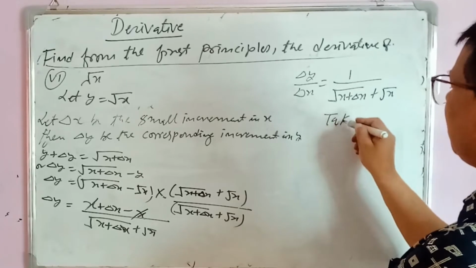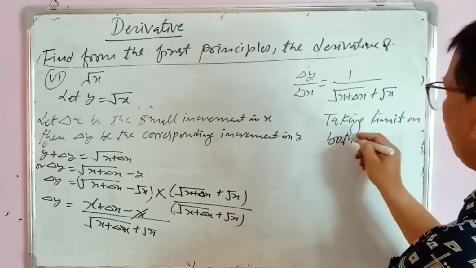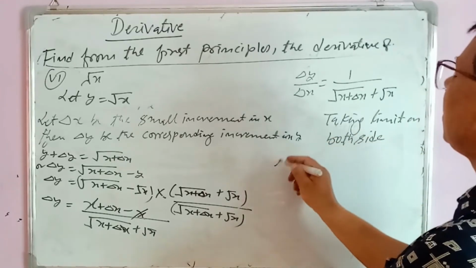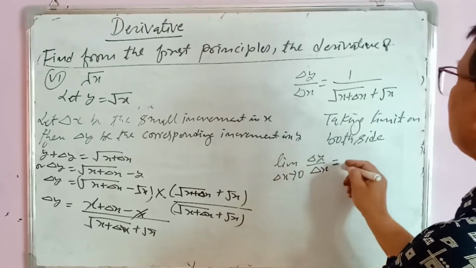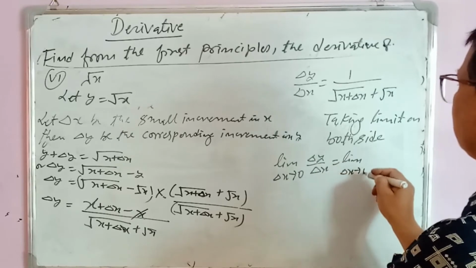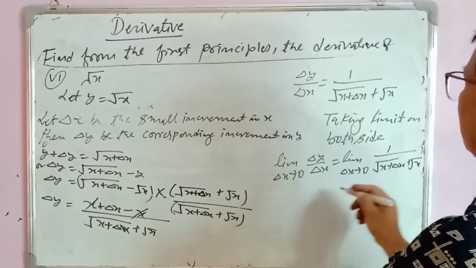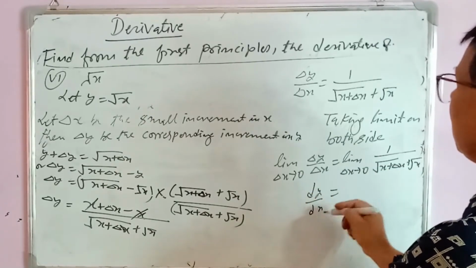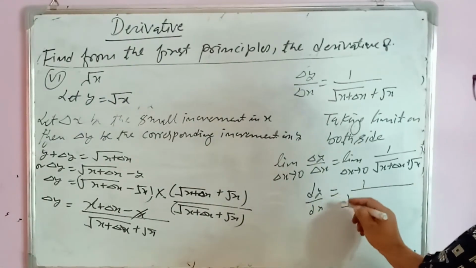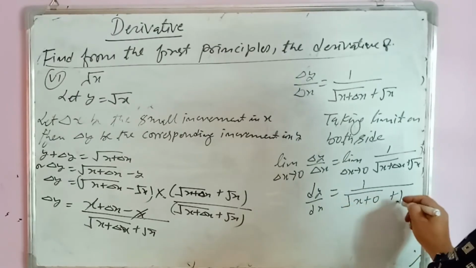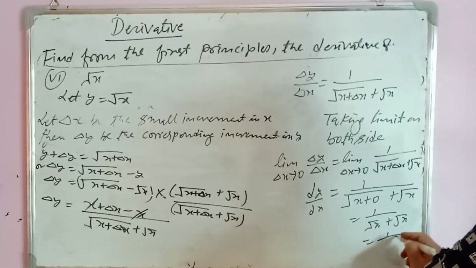Taking limit on both sides. The limit delta x tends to 0, delta y by delta x equal to limit delta x tends to 0, 1 by root over x plus delta x plus root over x. This means dy by dx, the derivative of y with respect to x. 1 by, now in place of delta x we can write 0, root over x plus 0 plus root over x. That is 1 by root x plus root x. 1 by 2 root x.